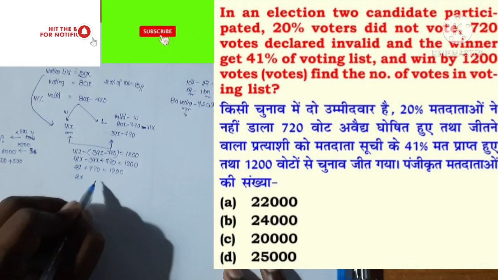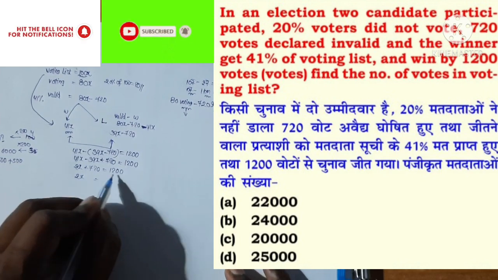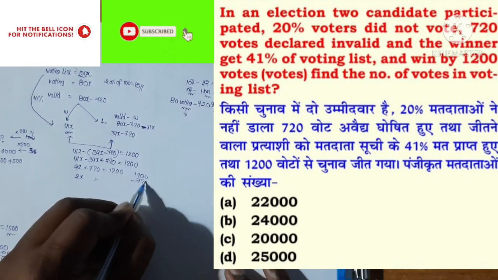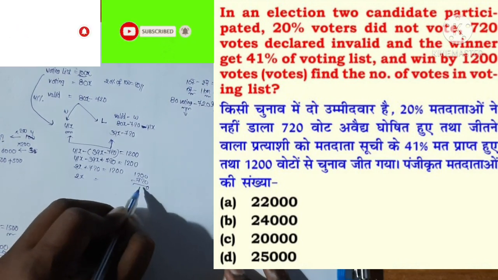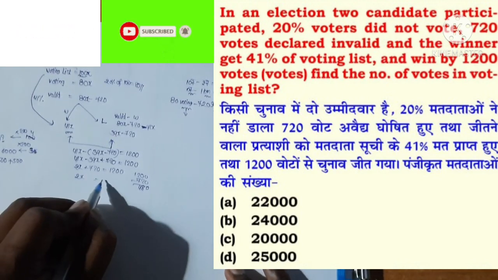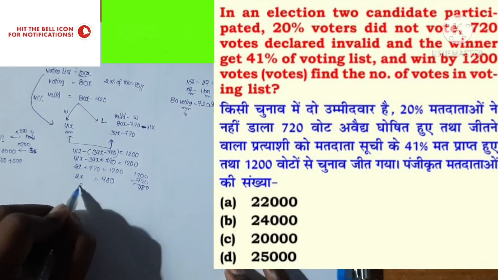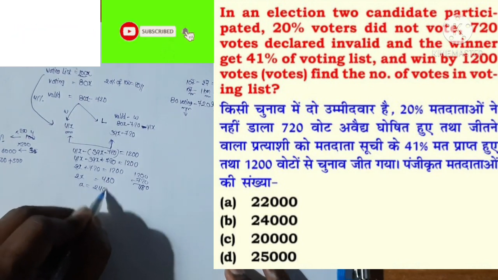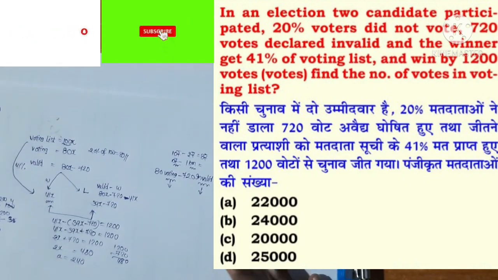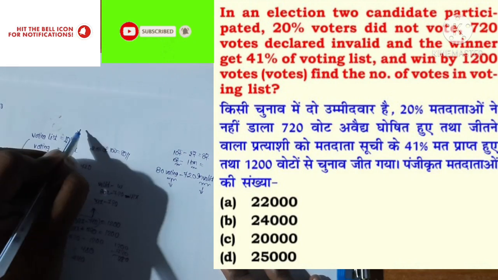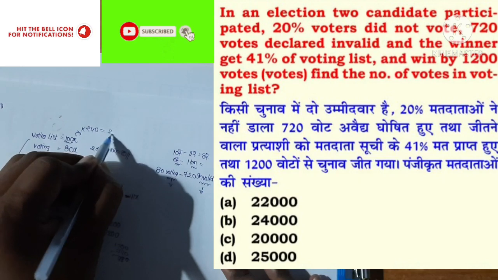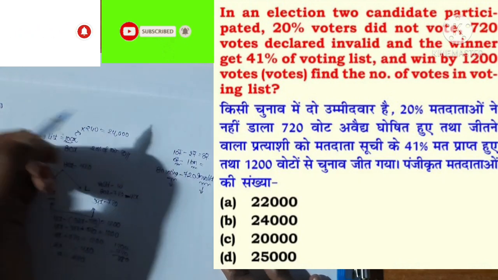So 2x is equal to 1200 minus 720, so 480. So x is equal to 240. So the voting list is 100 into 240. So the value is 24,000.